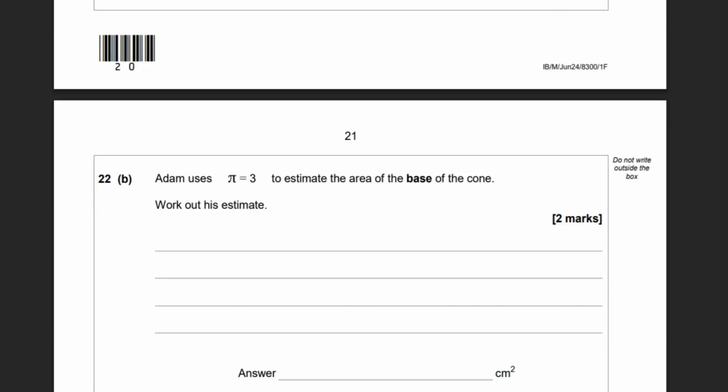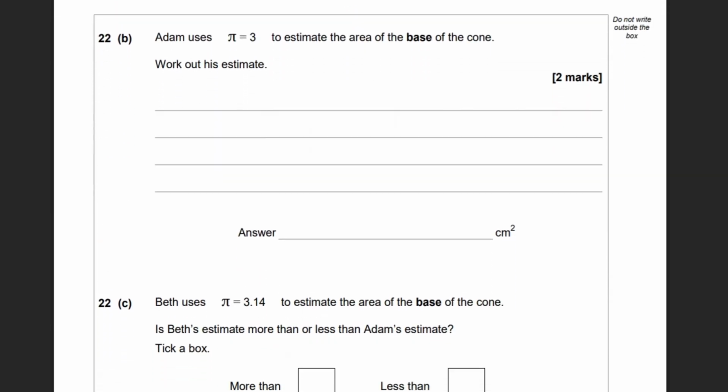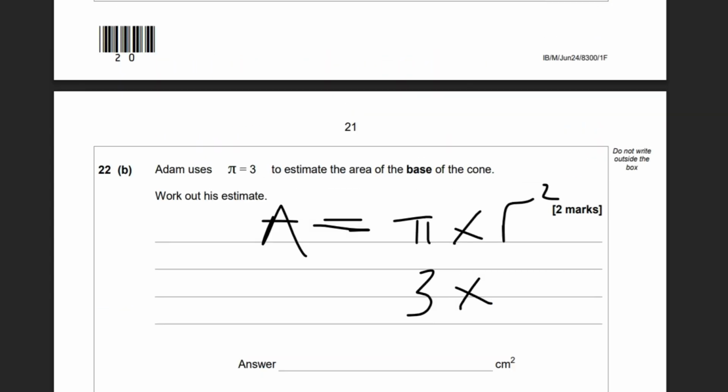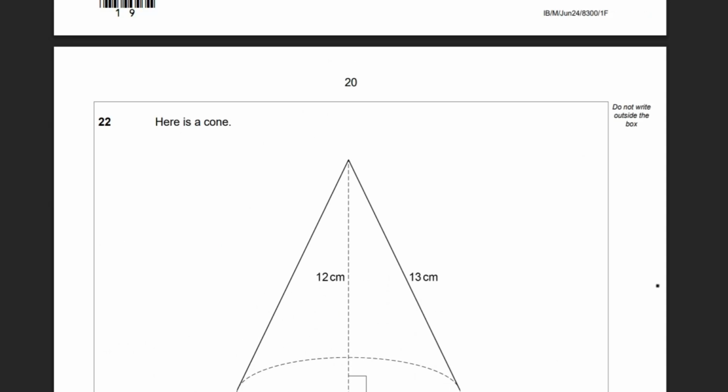Then they said Adam uses pi equals 3 to estimate the base of the cone. Work out the estimate. So the base of the cone is a circle. The area of a circle is equal to pi times radius squared. So now if pi is equal to 3 and the radius, let's check again. What is the radius? Radius is this. This is 5.